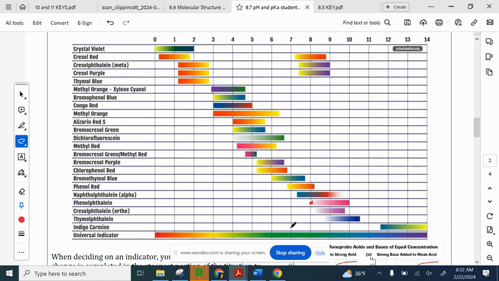Most of the time, universal indicator isn't available to you. Universal indicator is essentially a bunch of these put together, so it gives you a rainbow color, which is kind of cool. This is also essentially what pH paper is, not litmus, but pH paper, where you can dip it in and it'll give you a range of colors. They have essentially soaked the paper in that universal indicator. You have to be able to pick this out from a chart, so I'm going to show you how to do that. It's not a hard thing to do.